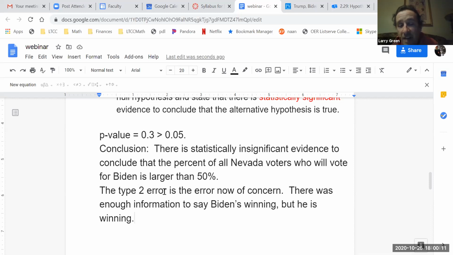Okay, type 1 error is not of concern because we didn't reject the null hypothesis. That can't happen. Any questions on that? So once something happens, that changes what you can say about it. Any questions at all about this example and hypothesis testing in general for proportions at least? Any questions?